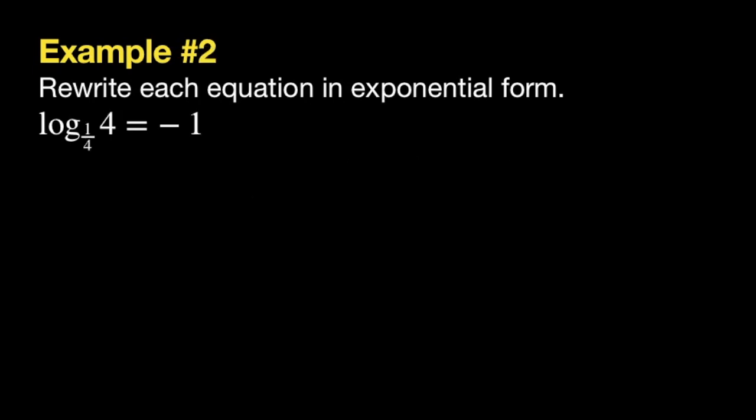Once again, we're going to write this in exponential form. We're going to rewrite it as log base 1/4 of 4 is equal to -1. And when we rewrite this, it's going to be 1/4 to the -1 is equal to 4. And this is where we need to remember our properties of exponents. If we have a negative exponent, if we were to flip this fraction, we'll get 4 is equal to 4. So we know that this expression is true.